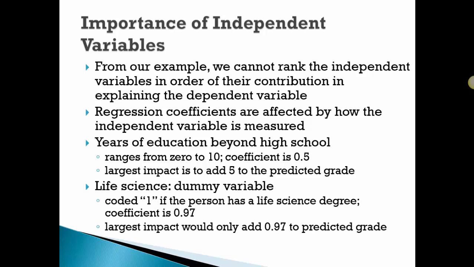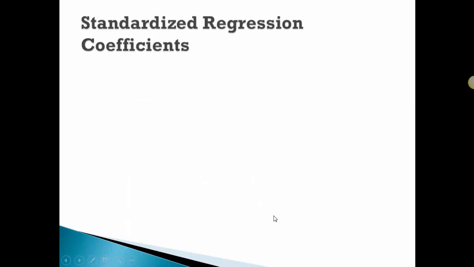The life science was a dummy variable. It was coded 1 if they had a life science degree, which means if they did, that would add 0.97 to the predicted grade level.